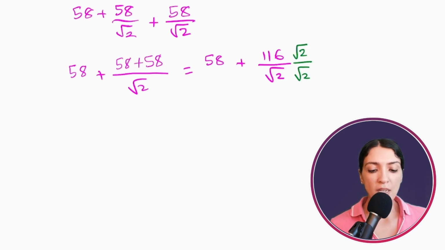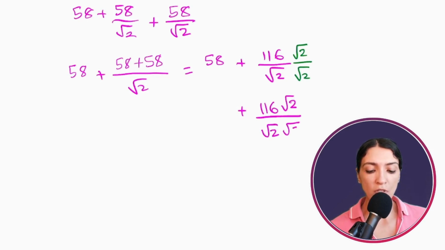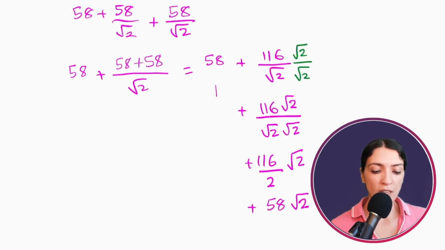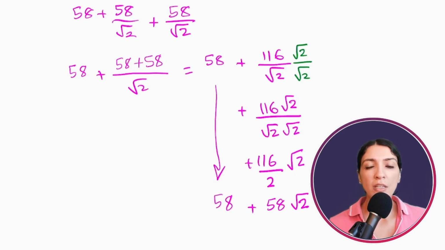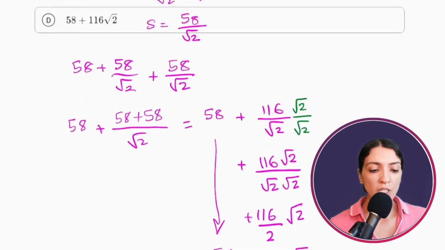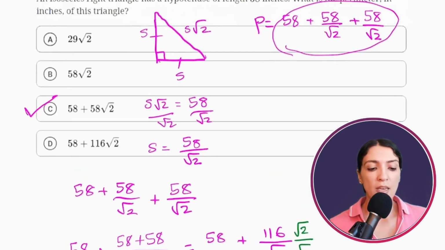Now, what does that make our fraction equal to? Well, we'll have 116 square root 2 over square root 2 times square root 2. Square root 2 times square root 2 is 2. So we'll have 116 over 2 times square root 2, which would lead us to 58 square root 2. We'll bring that 58 down here. So our perimeter would equal 58 plus 58 square root 2, which is choice C that was given.